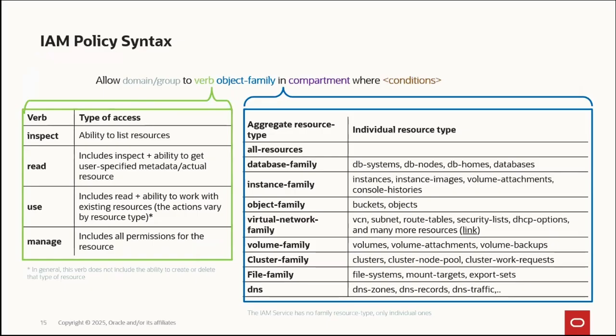The syntax for a policy statement is shown here, and this is to give access to the resources in a compartment. The verbs are listed here in the order of least amount of ability to the most, and a few common family resource types are listed on the right side here. One example can be: allow group network admins to manage virtual network family in network compartment. Here, where conditions are optional, but they let you get more granular with your policy syntax, for example, where resources have certain tags or particular compartment IDs.